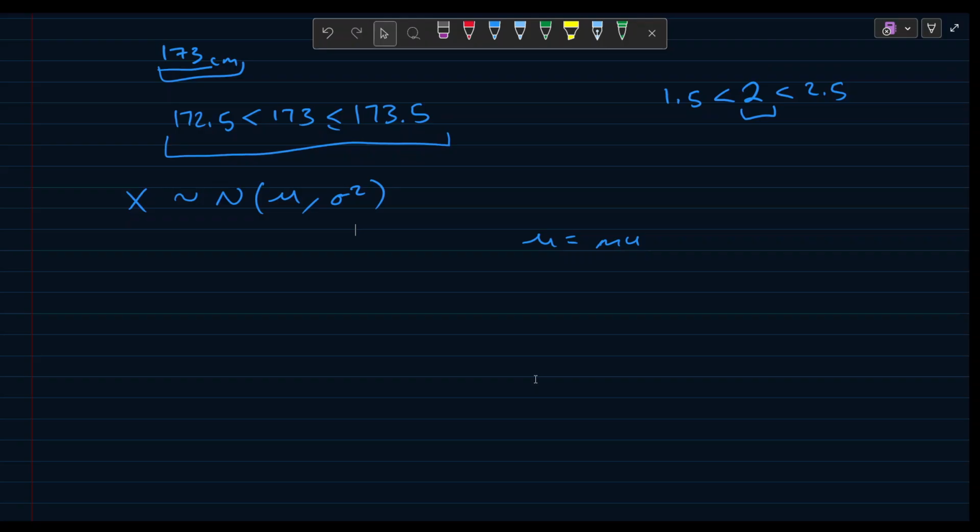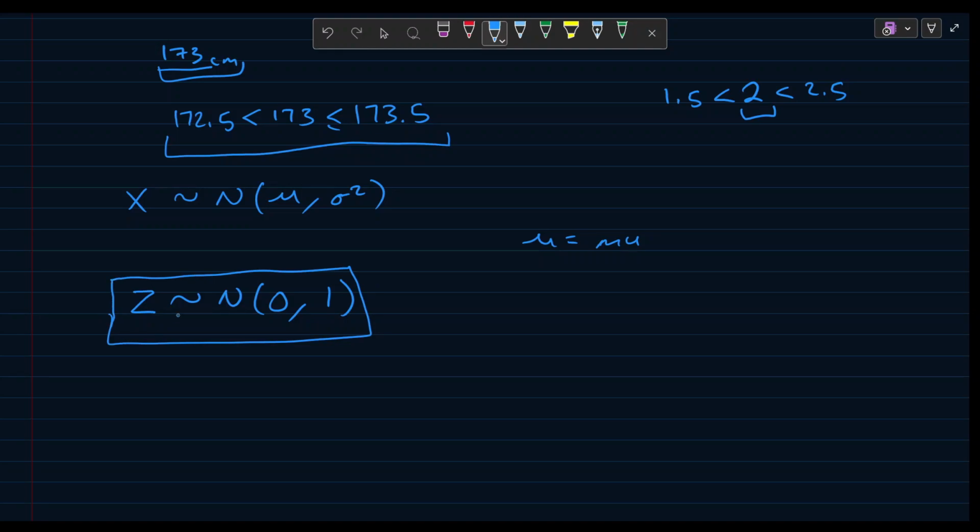For us to be able to calculate normal probabilities, we actually want to move to what we call the standard normal distribution. And this is represented by the random variable Z, which follows a normal distribution, and it has a mean of 0 and a standard deviation and therefore variance of 1. Okay, so we use the standard normal distribution to calculate our probabilities.